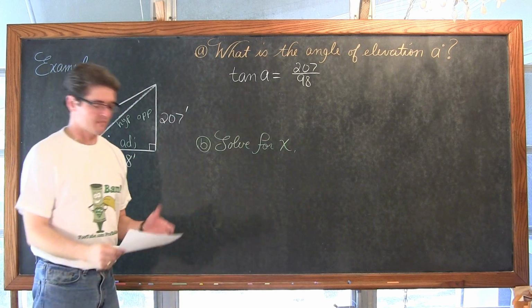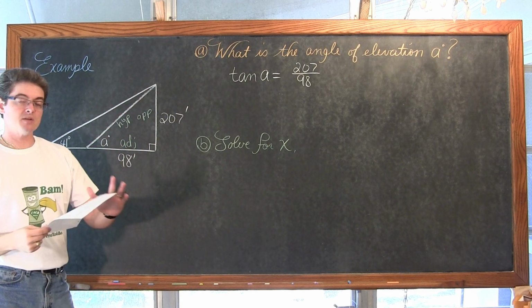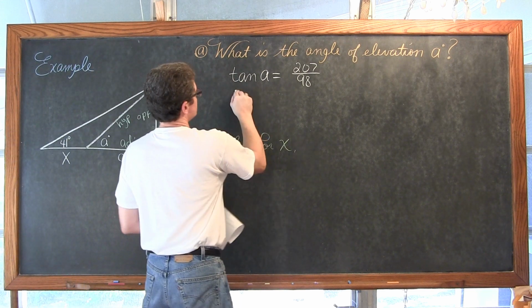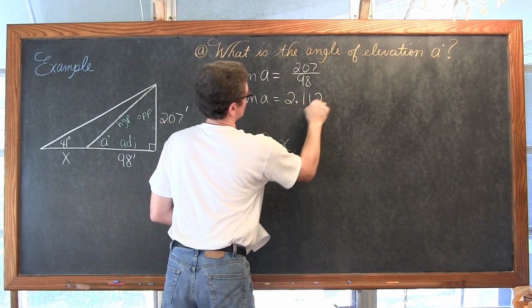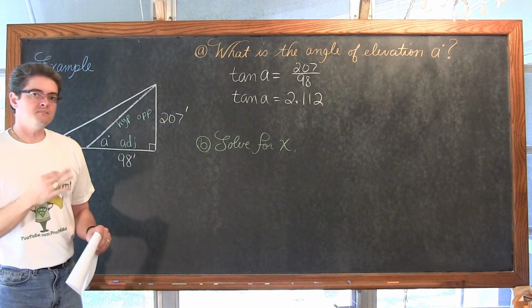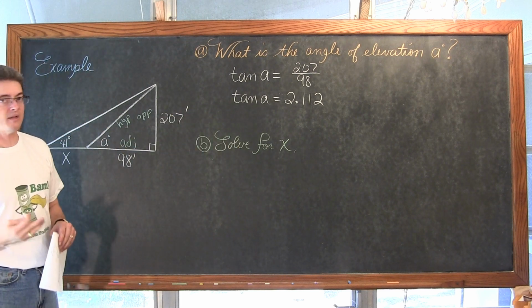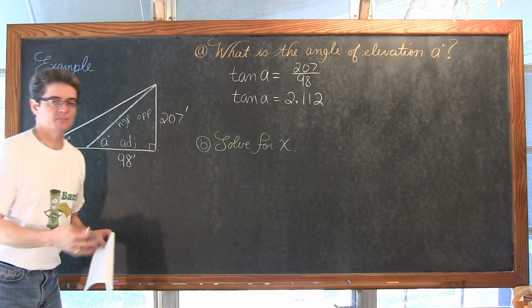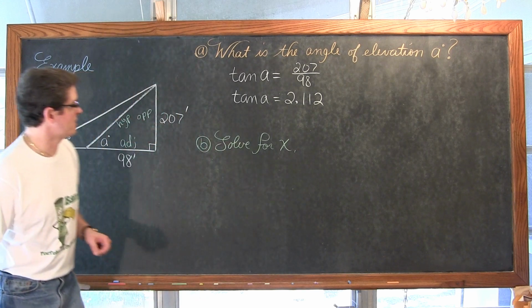Now, I can't do all this in my head, so 207 divided by 98 is 2.112. So the tangent of A is 2.112. Now, I want to get that tangent function away from the A so I can solve for that unknown value. Well, it's a tangent function, right? So whenever you want to undo a function, you must apply its inverse function.